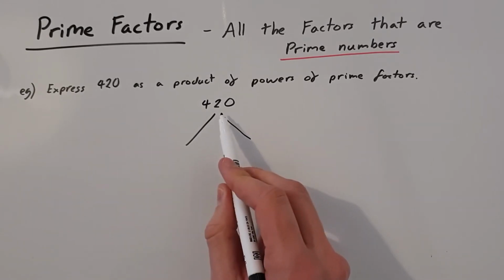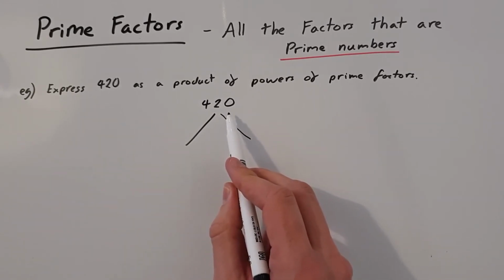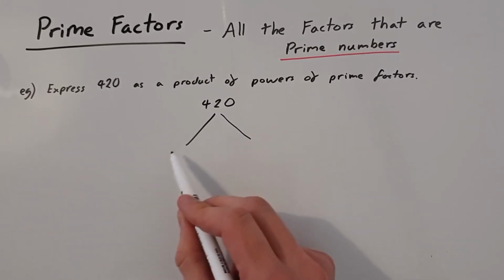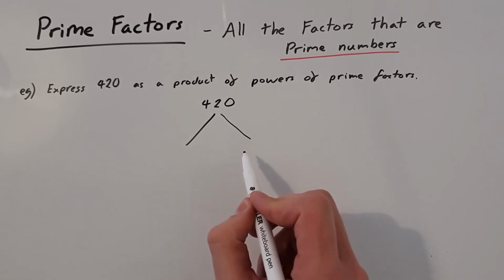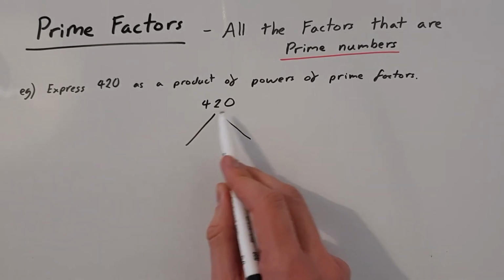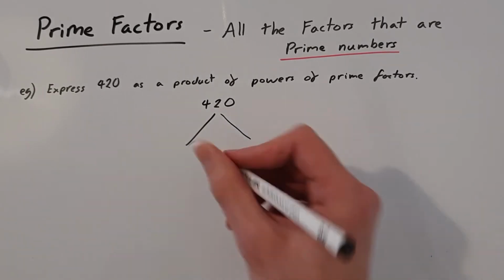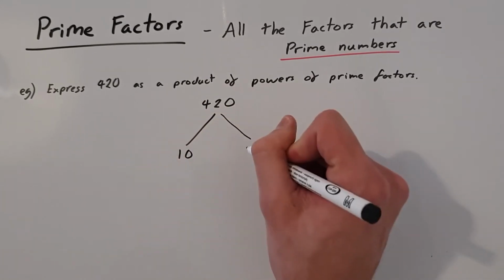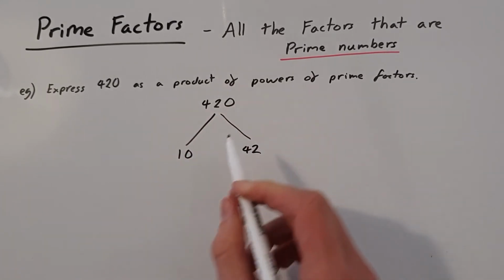Looking at this number, we can easily see that because it's got a 0 at the end, it is in the 10 times table. So the best way to do this, I find, is just to pick the easy ones. We know that 10 times 42 is 420. So those are our first two, 10 and 42.